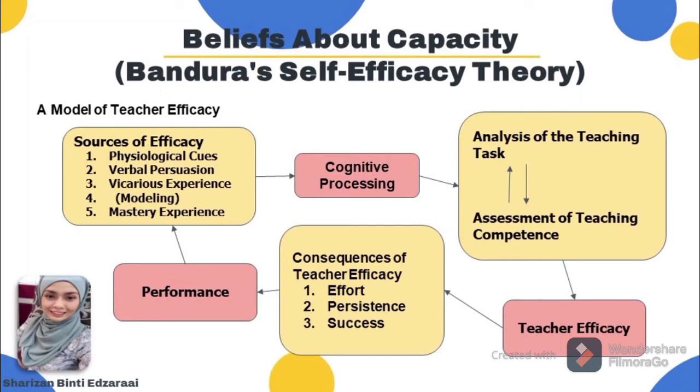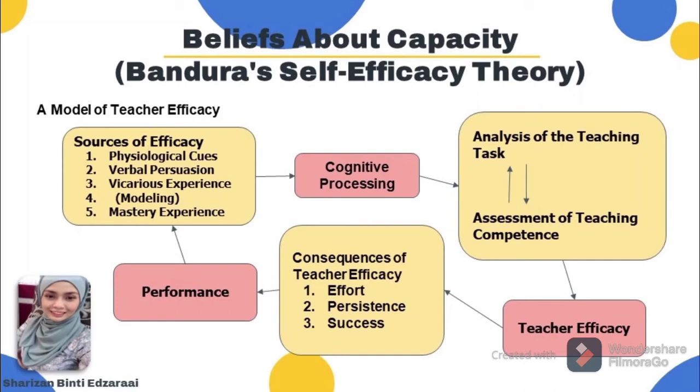So now I give you a model of teacher efficacy. What is teacher efficacy? It is a teacher's belief in his or her capability to organize and execute courses of action required to successfully accomplish a specific teaching task in a particular context. So we have here four sources to increase self-efficacy, or sources of efficacy. Number one is physiological cues. We judge our self-efficacy by how we perceive our physical state.